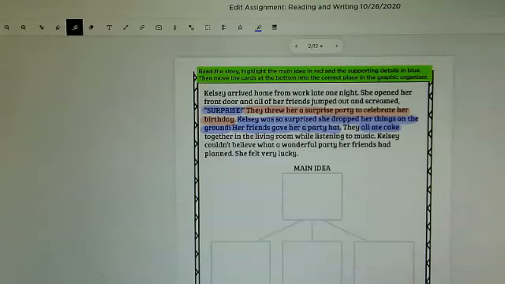Okay, so our main idea is that they threw her a surprise party. Our supporting details: they yelled surprise and she dropped all of her things on the ground. They gave her a party hat. They all ate cake. All of these things to me say party.